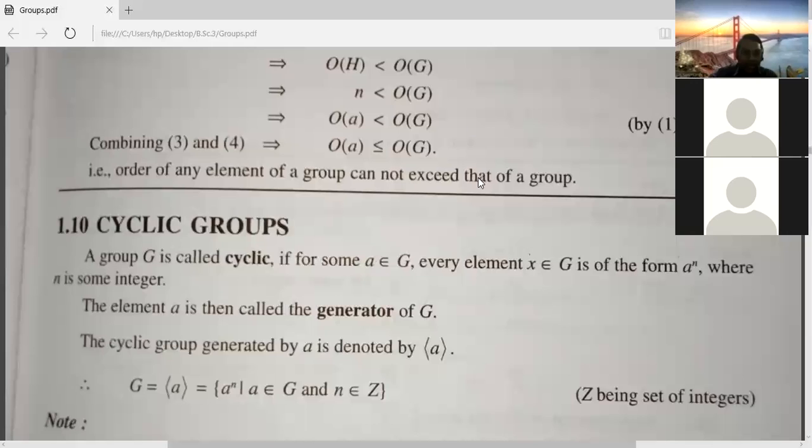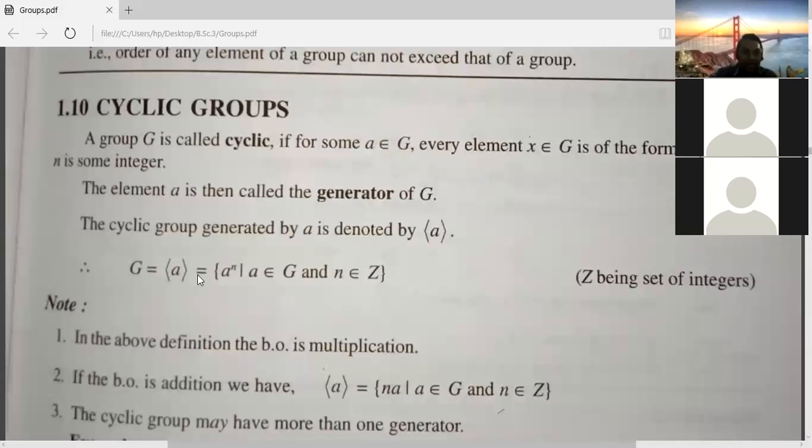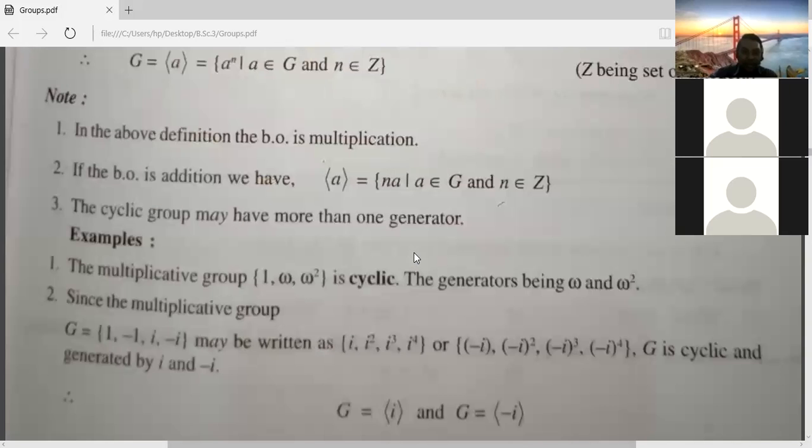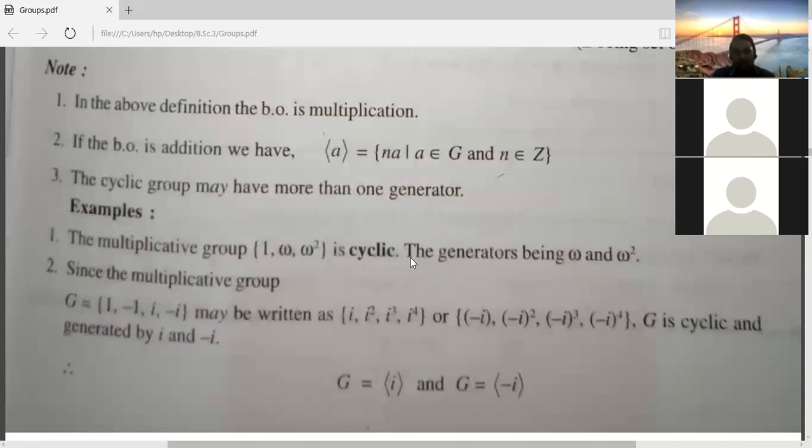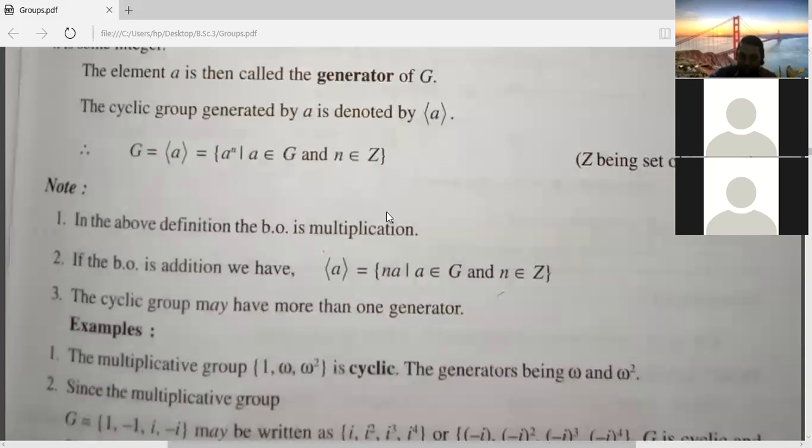Okay, and then G is given by this symbol. That is, the set is given by a to the power n, where a belongs to G and n belongs to Z. And here a is called a generator of G. Already we have taken multiplication as the binary operation here. Now, if the operation is addition, then you write the cyclic group generated by a equal to na, where a belongs to G and n belongs to Z.